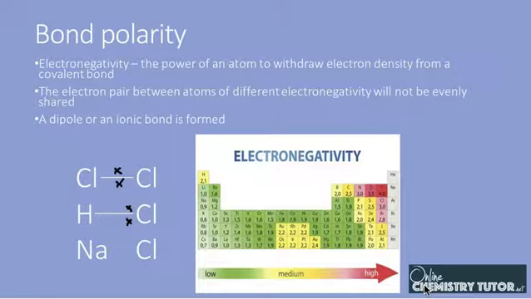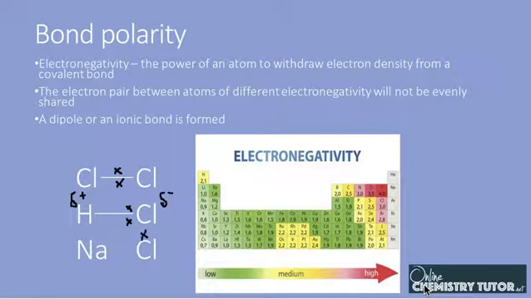As a result of this, you get what we call your dipoles, which we represent with our lowercase delta. The Greek delta indicates which atom is slightly electron deficient and which atom is slightly electron rich.